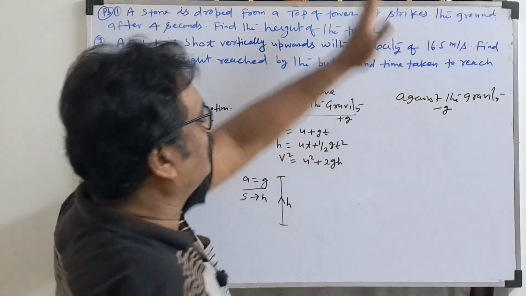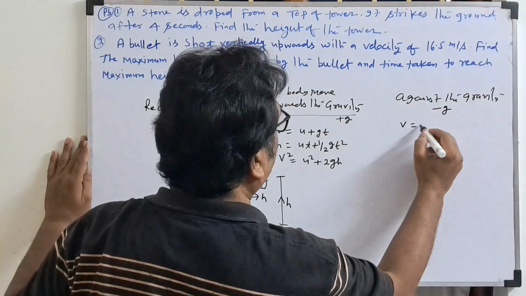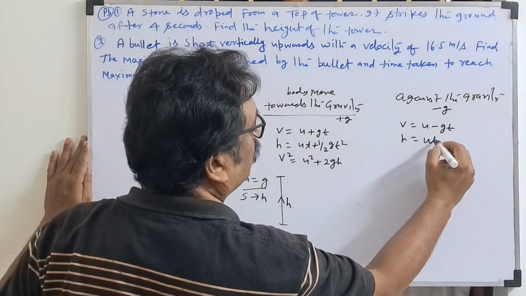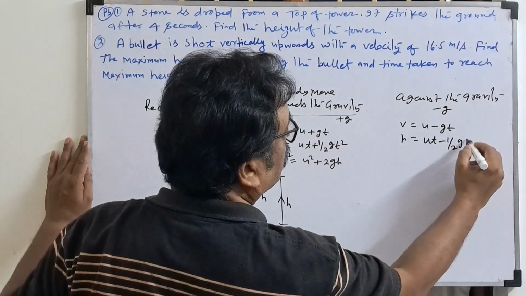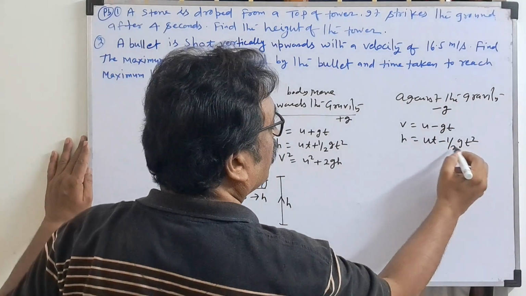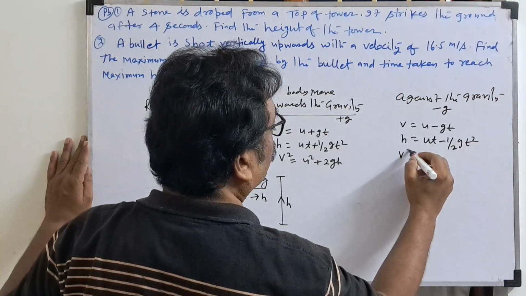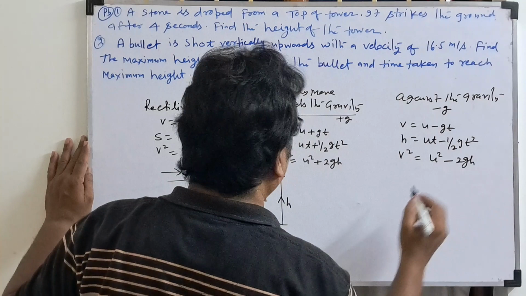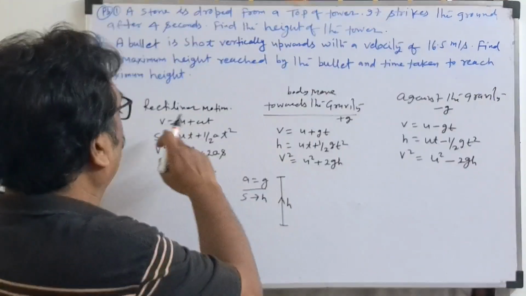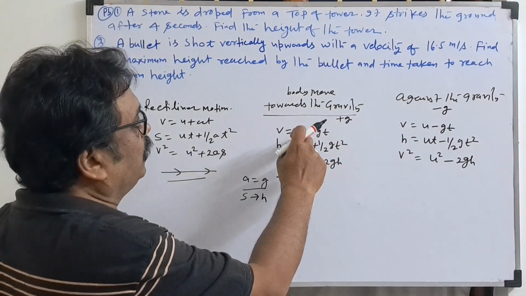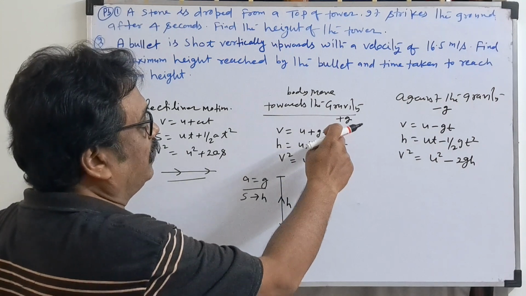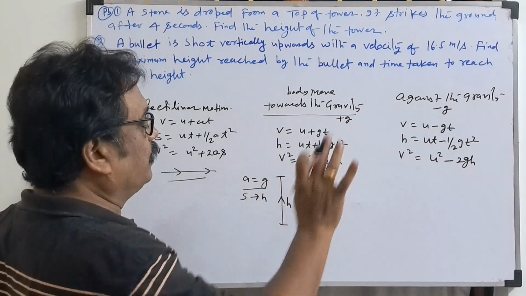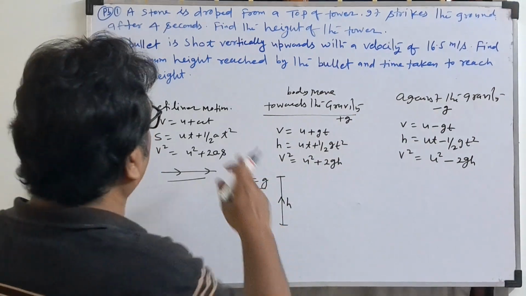Now the body moves against the gravity. So what will be the formulas? V is equal to U minus GT, H is equal to UT minus half GT square, and V square is equal to U square minus 2GH. As I already told, V is final velocity, U is initial velocity, G is acceleration due to gravity, T is time, H is height. So this is the difference.